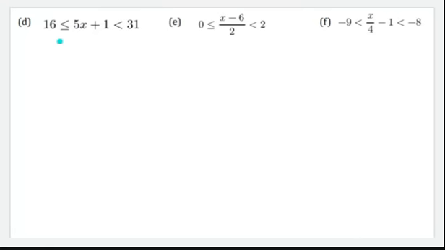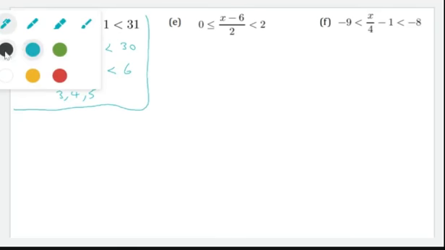Cool. Same question, find the integers that satisfy each of these. I'm going to take away 1 from everything. So it gives me 15 is less than or equal to 5x, less than 30. Dividing everything by 5, I get 3 is less than or equal to x is less than 6. And the integers I am allowed are 3, 4, 5. 3 because it's less than or equal to, but 6 no because it's strictly less than.